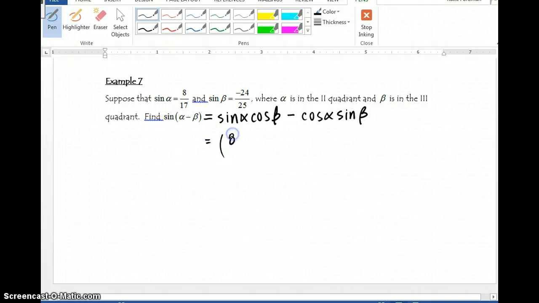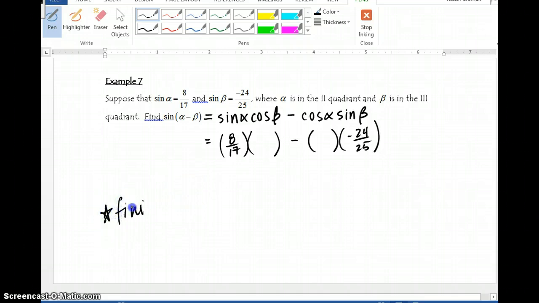When I look at this, I only have the sine values for alpha and beta. So I'm going to plug that information in. I'm going to run out of time here, so finish this problem.